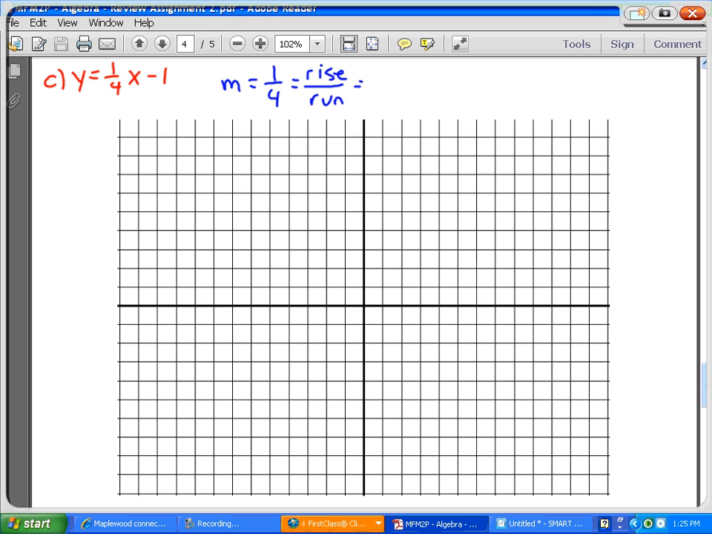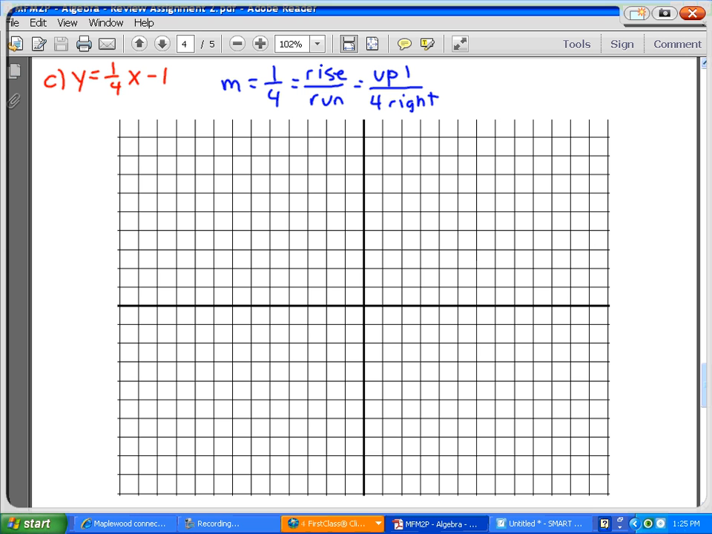What does a rise of 1 mean? Up 1. Wonderful. Tremendous even. What does a run of 4 mean? Right. 4 right. Okay. If you're not sure where that came from, please ask. We've done lots and lots and lots of these.